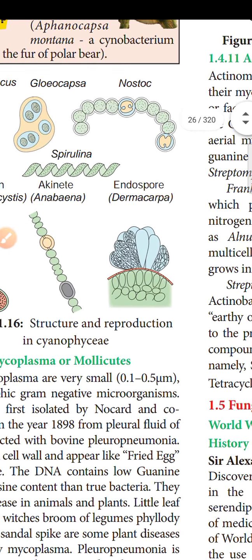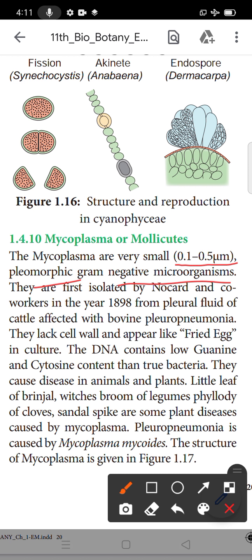And the next one is mycoplasma, or mollicutes. Mycoplasmas are very small, 0.15 to 0.5 μm. They are pleomorphic, gram-negative microorganisms, first isolated by Nocard and co-workers in 1898 from the pleural fluid of cattle. It affects bovines, causing pleuropneumonia.